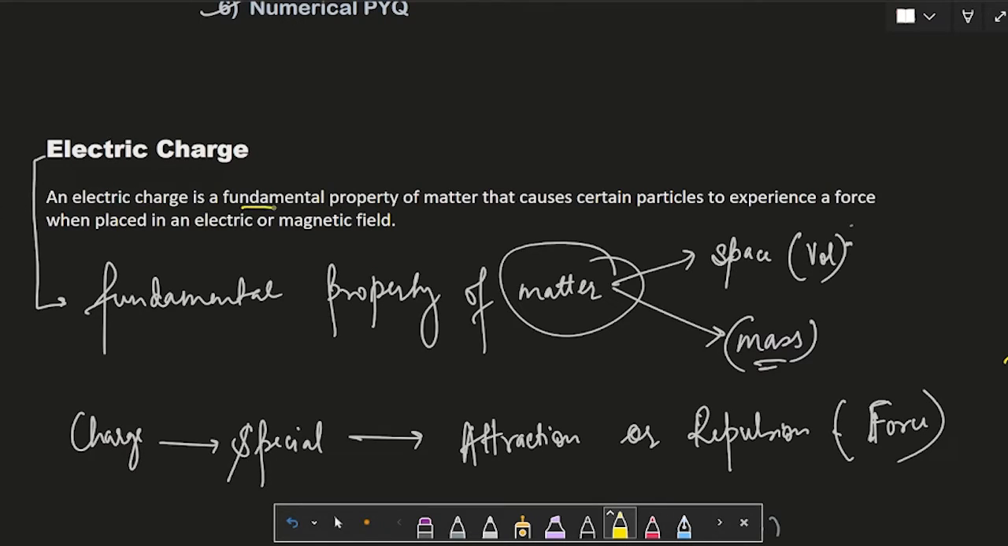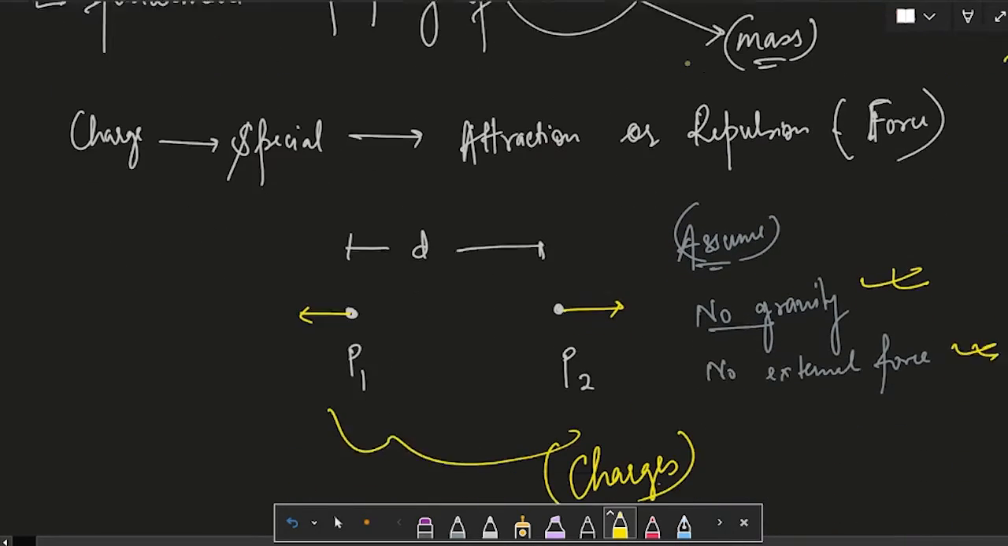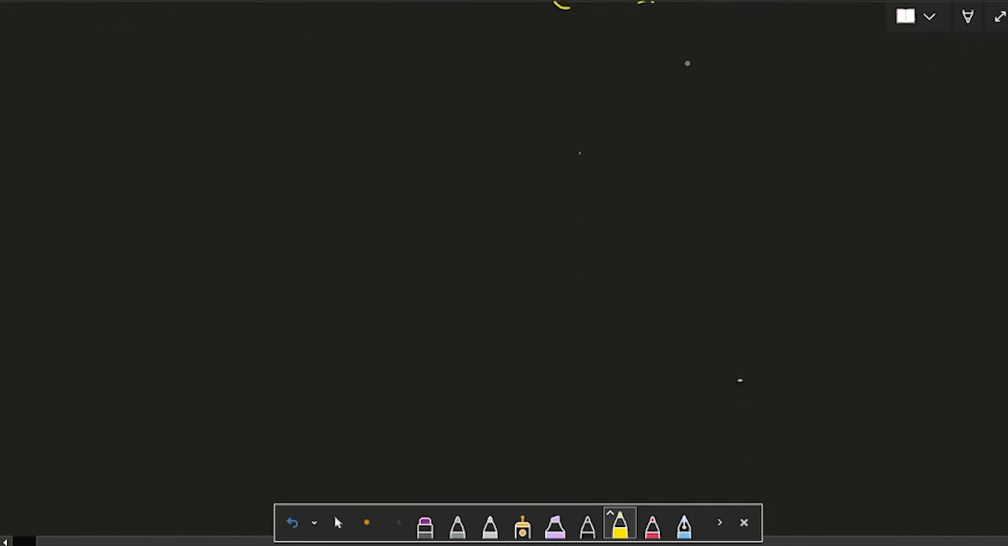So for a brief moment, now you just need to understand that electric charge is a fundamental property of matter that causes particles to experience a force. So internally the particles experience a force. This force is either attractive in nature, or repulsive in nature. This is what electric charge is. Now let's go down and understand in detail what are the next steps here.